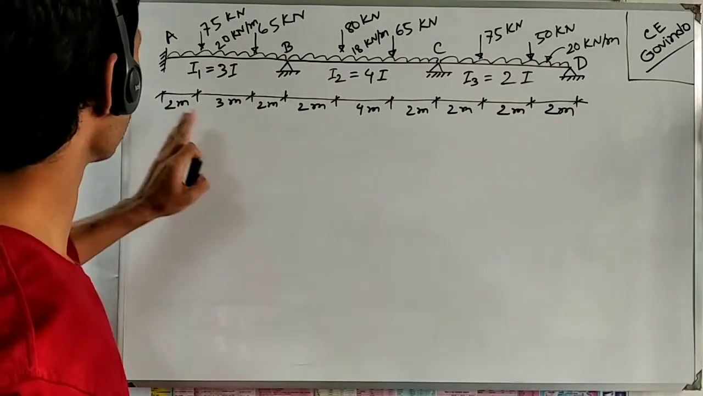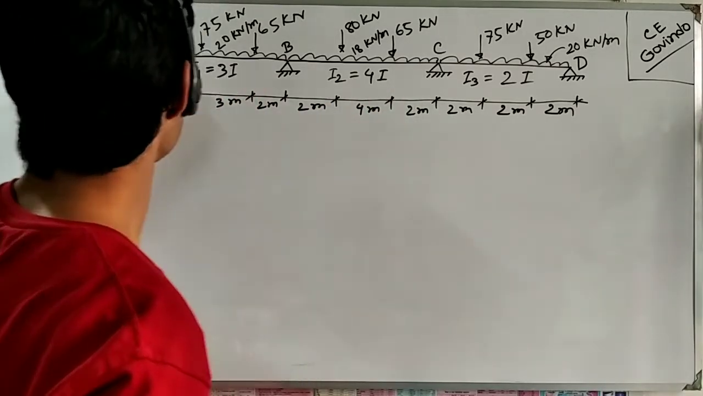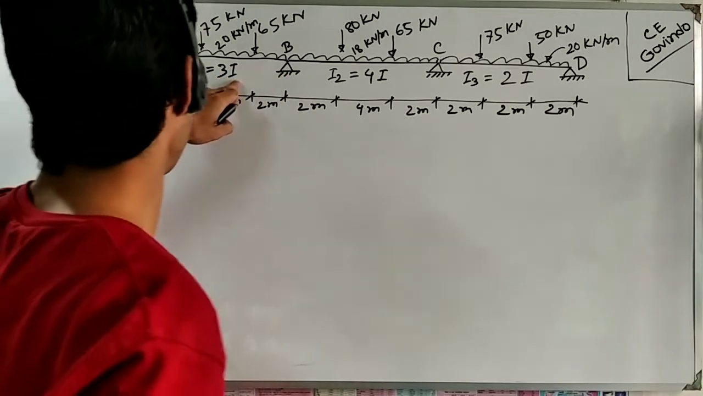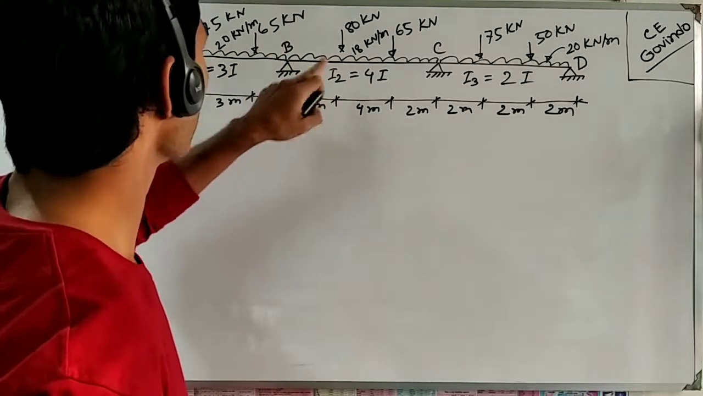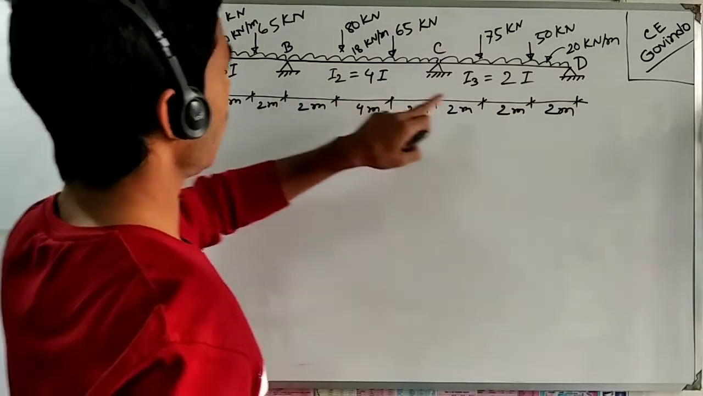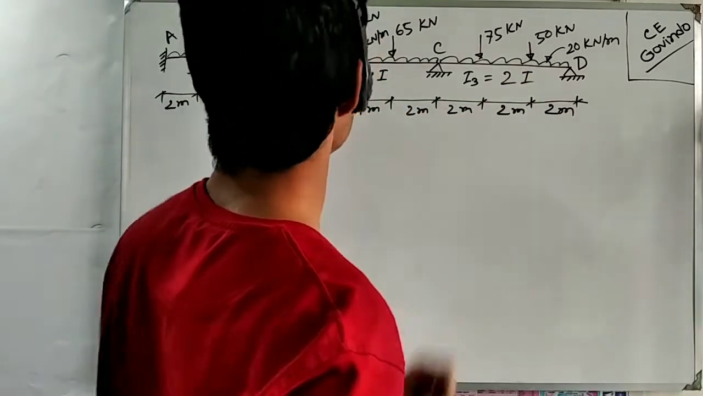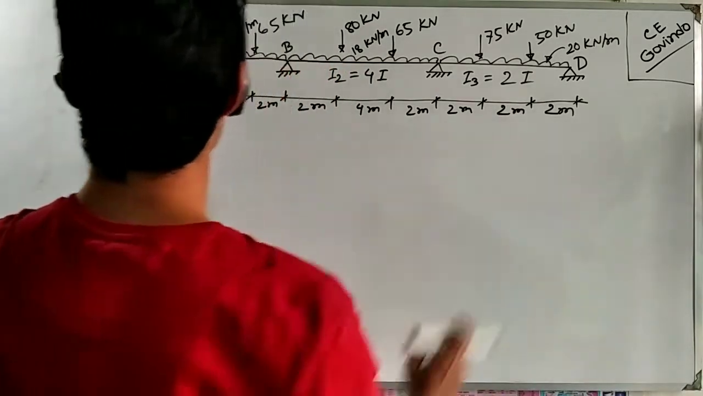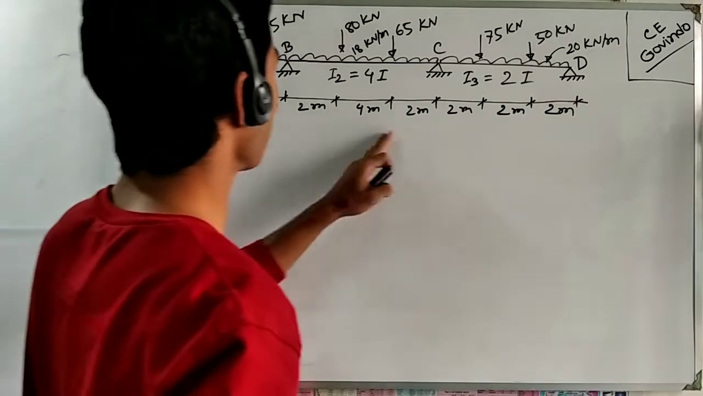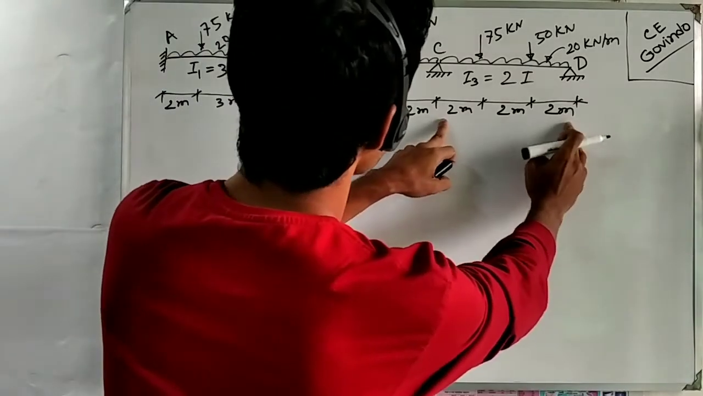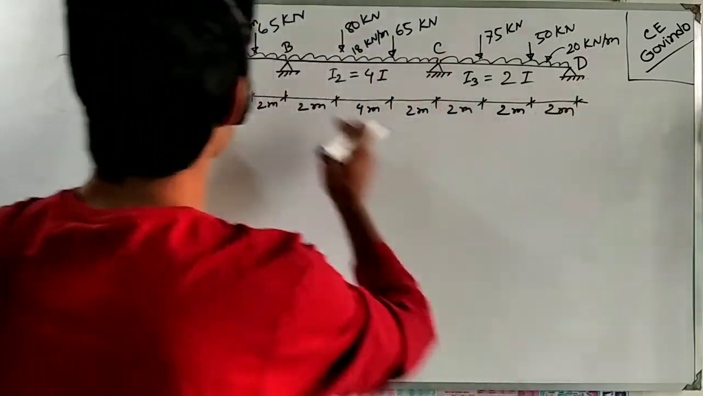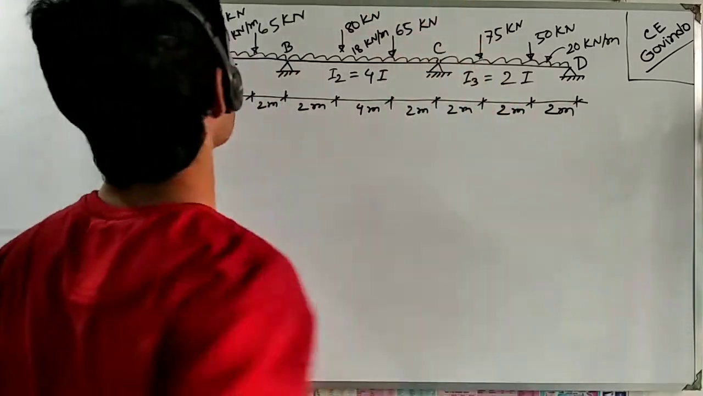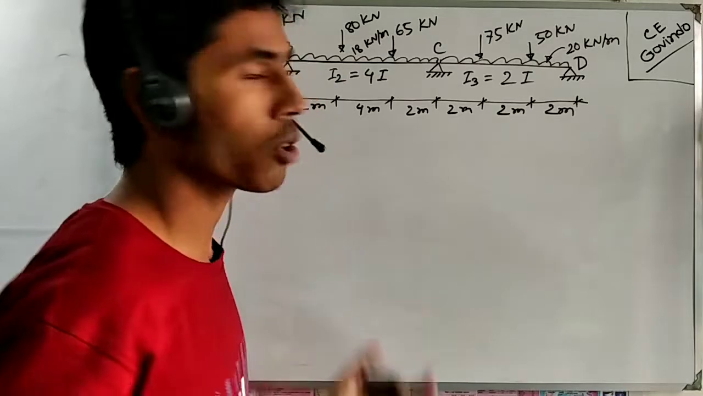At the same time we can see the variation in moment of inertia. At this span the moment of inertia is 3I. Here I is any arbitrary value, and the moment of inertia of this span is 4I, and the moment of inertia of this span is twice I. And all the distances are given here, as we can see: 2 meter, 3 meter, 2 meter, 3 meter, 4 meter. From these distances we will get the span length, that is L for different spans, and we will use it for our moment calculation and stiffness calculation or further calculation.